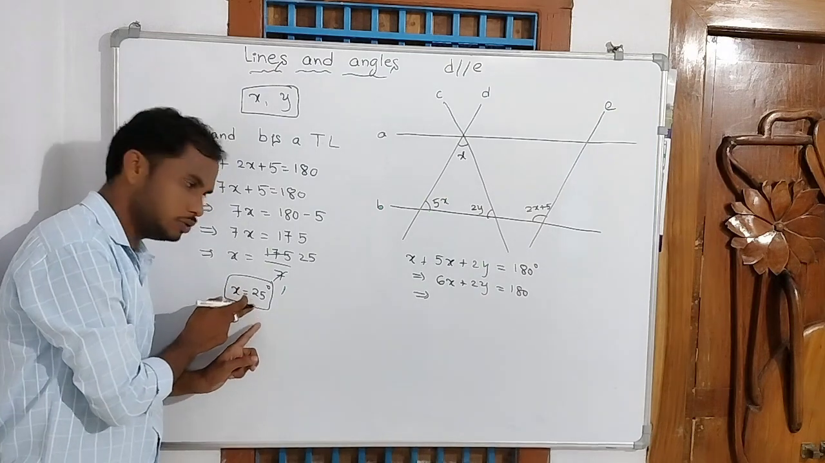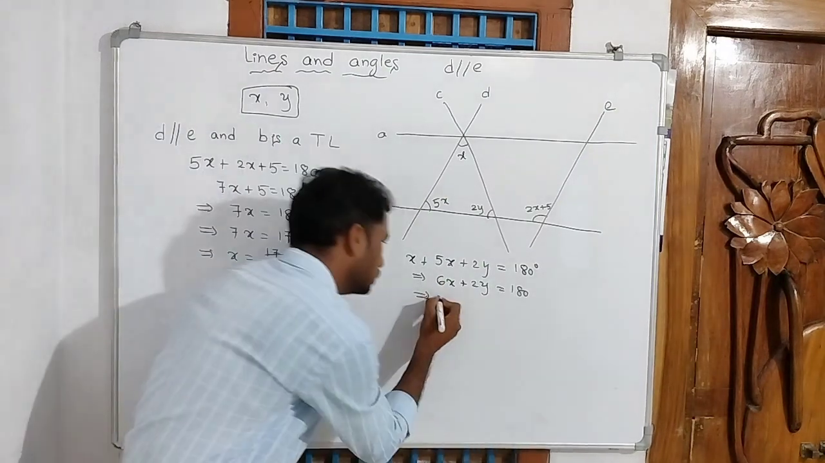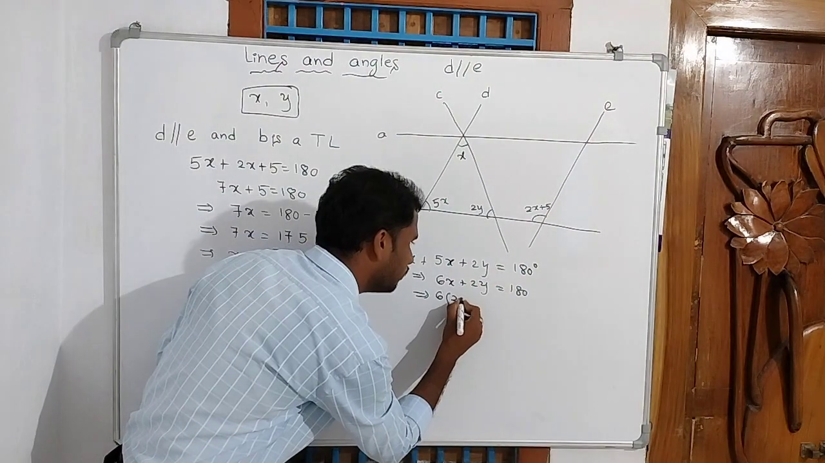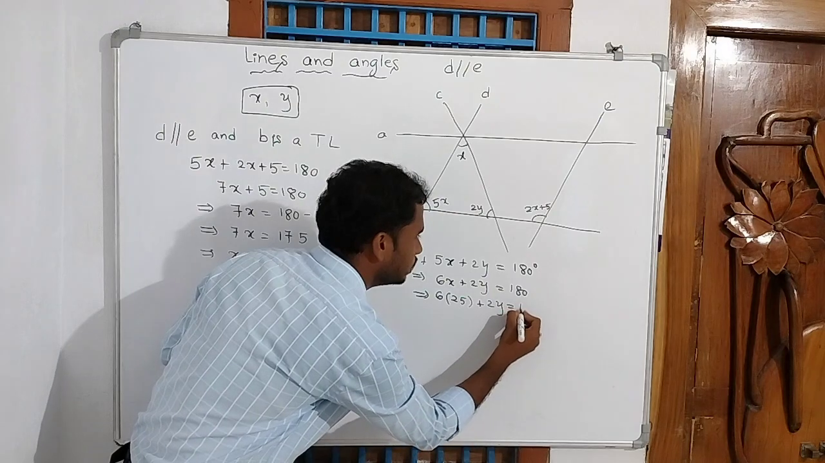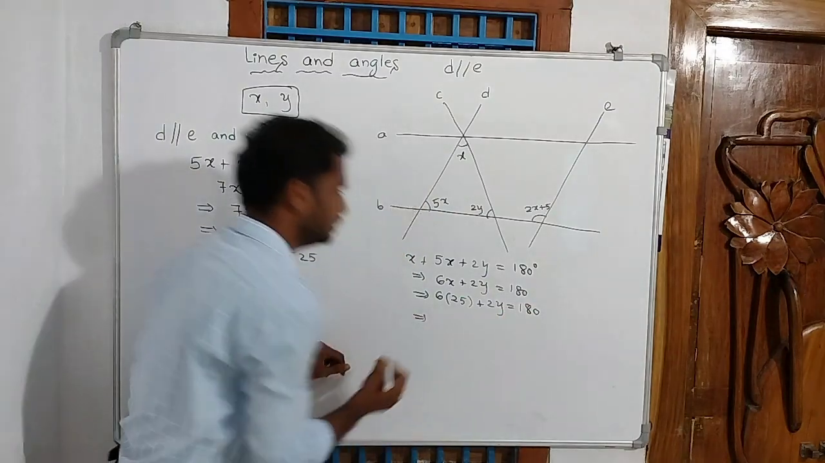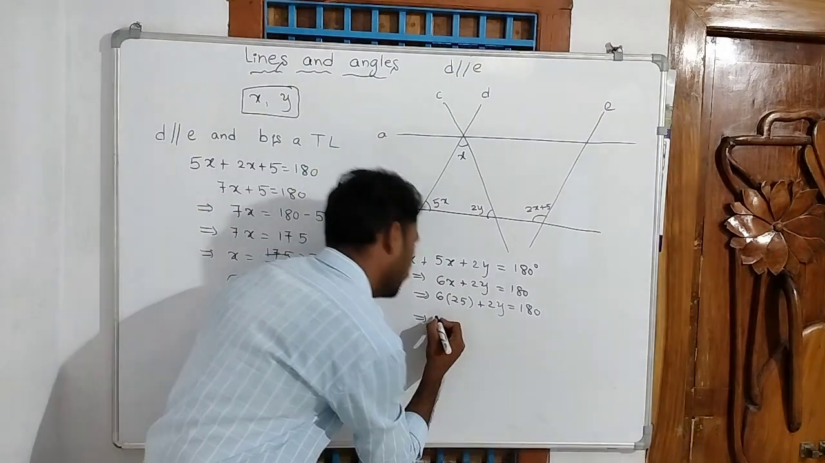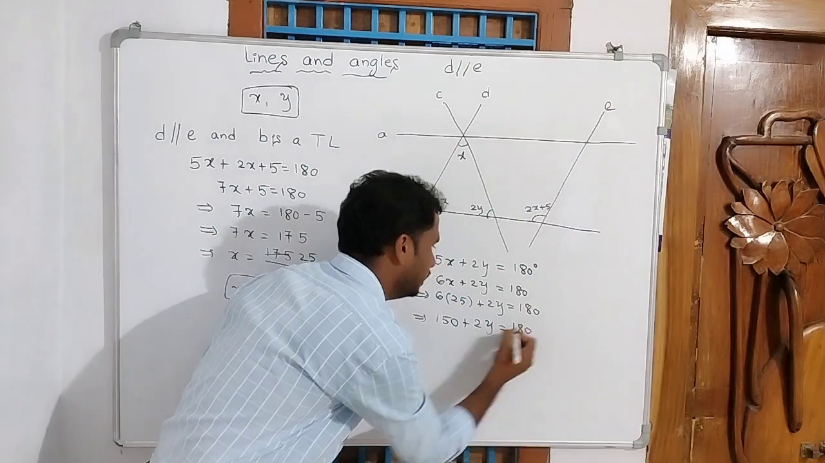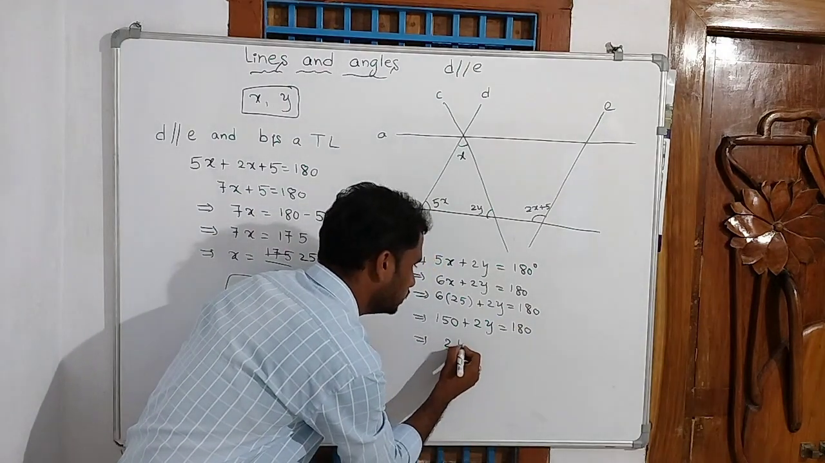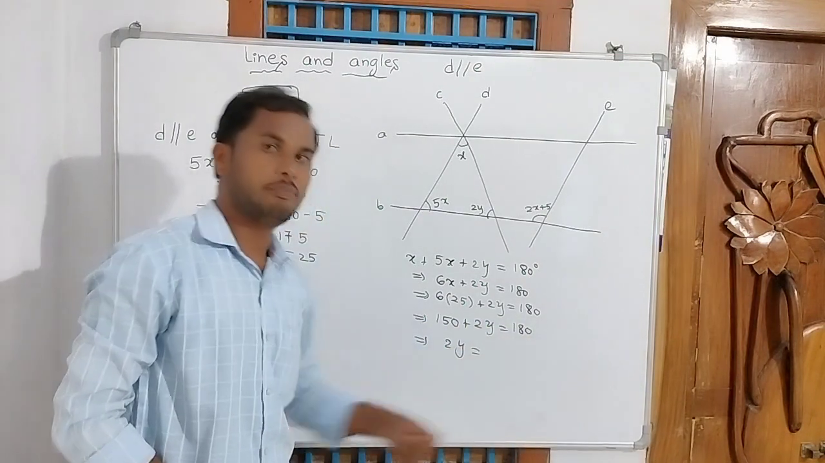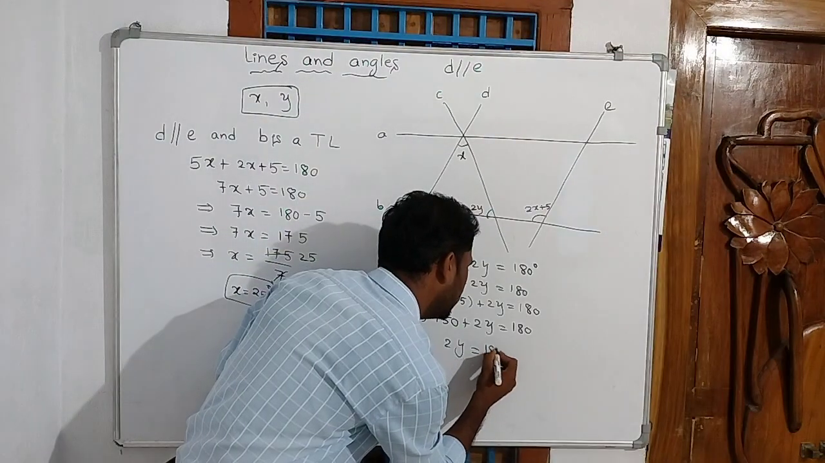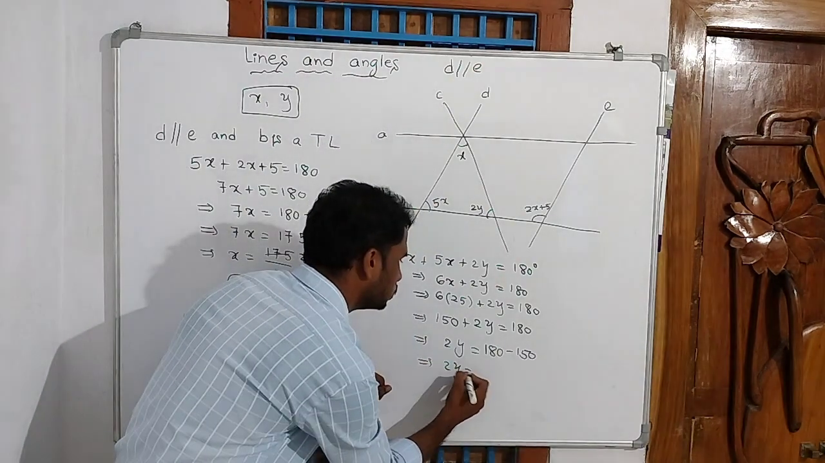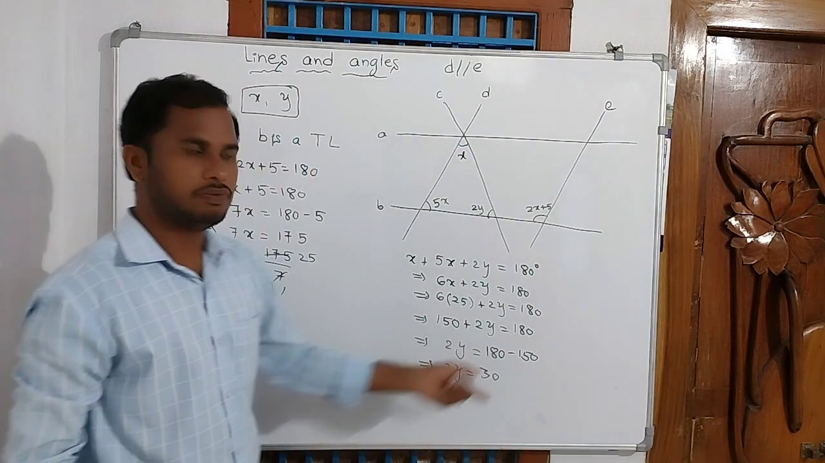Already we know the x value is 25. We can substitute: 6 into 25 plus 2y is equal to 180. 6 into 25 is 150 degrees, plus 2y is equal to 180. Then 2y is equal to 180 minus 150. Now we can subtract: 2y is equal to 30 degrees.